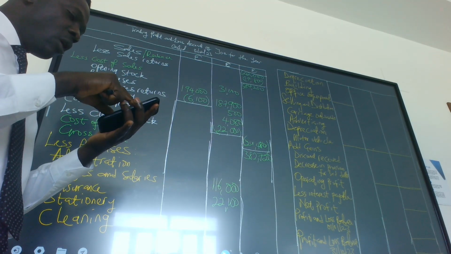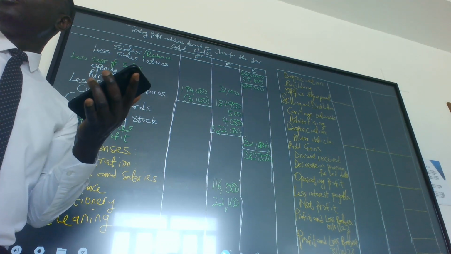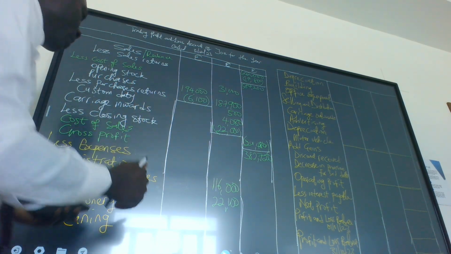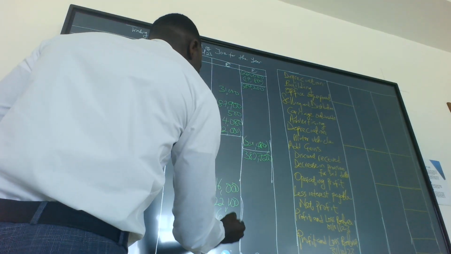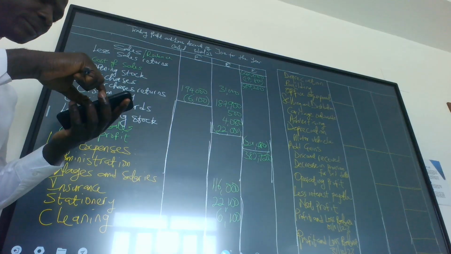Stationery was 6,400, but what was left was 300, right? So 6,400 minus 300 is 6,100. Do we understand that? Yes. So the expenses on stationery is 6,100. Then we have cleaning.